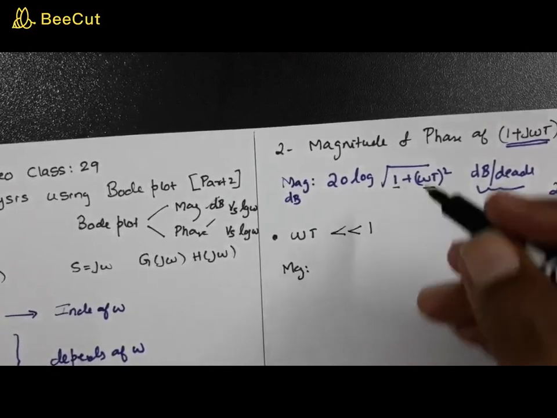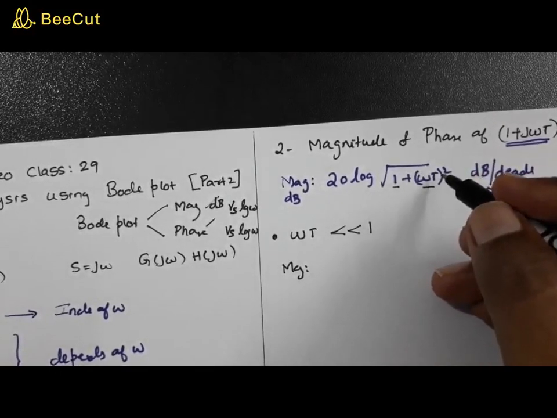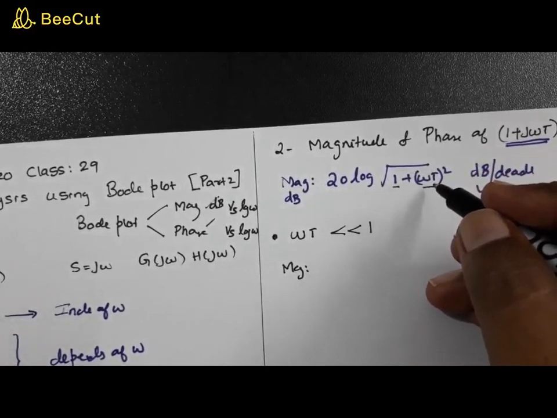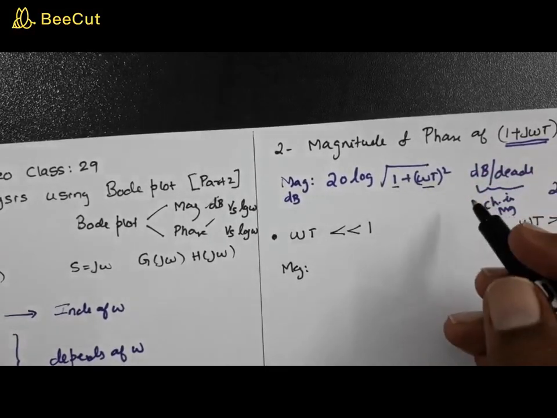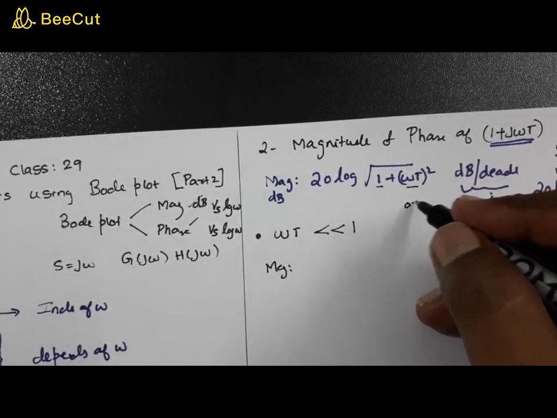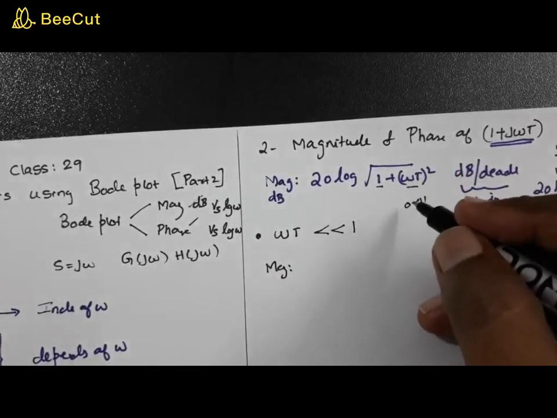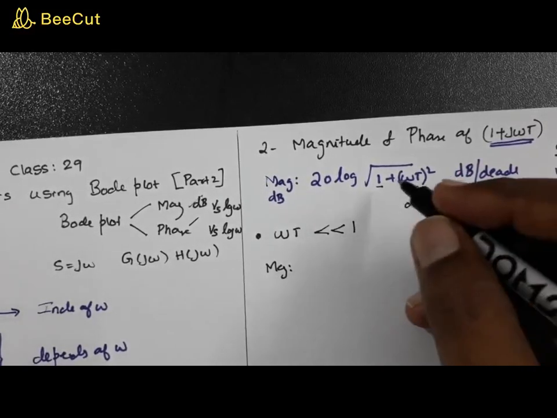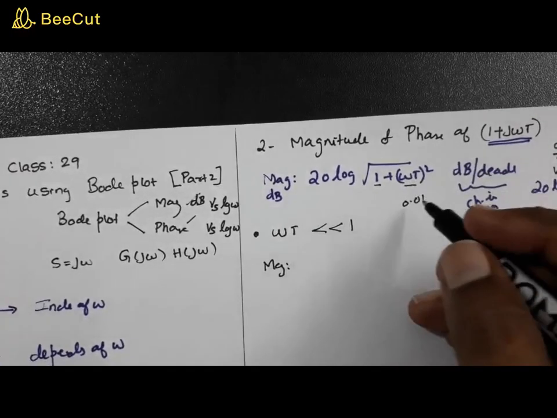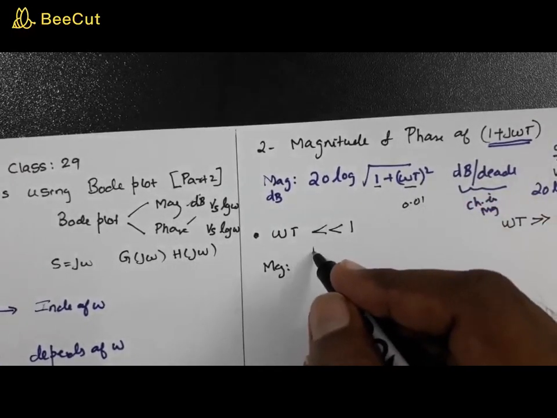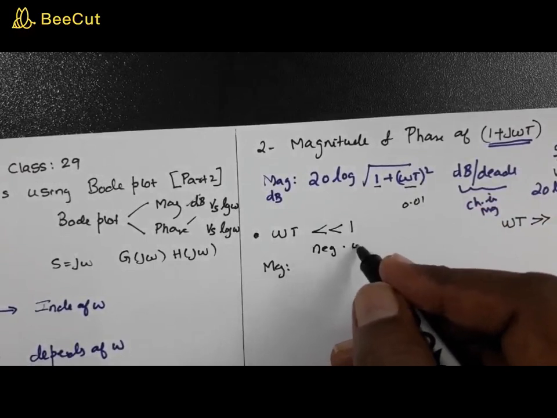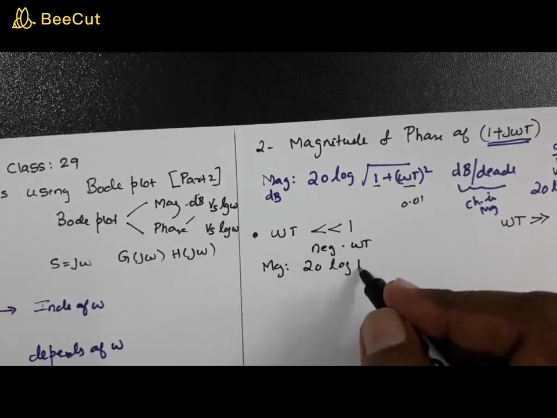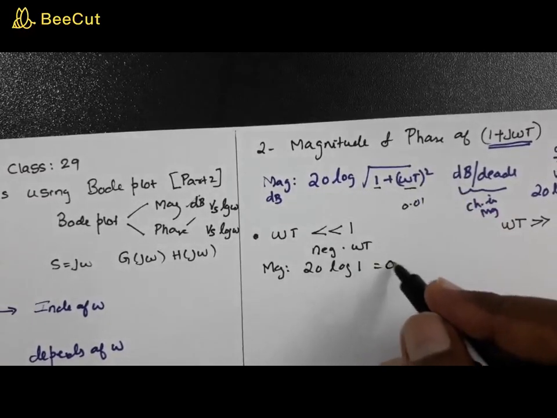If it is much less than 1, you can ignore it. I told you this is an approximated graph, so you can simply ignore very low or insignificant values. For example, if omega t is 0.01, then 0.01 squared will be even less than 0.01. Compared to 1, that is so feeble that you can neglect it. Neglecting omega t, this becomes 20 log of root 1, which is 0 dB.